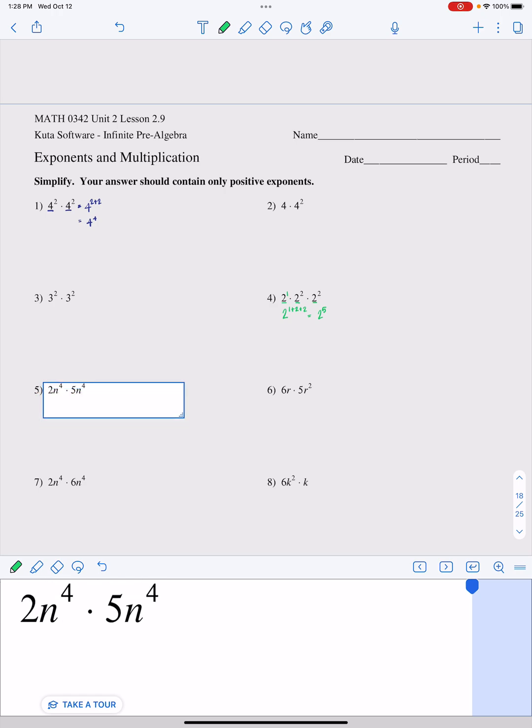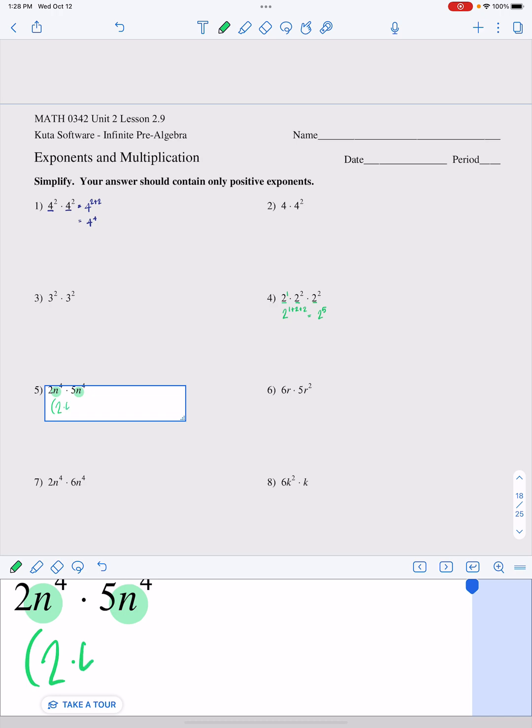Remember, we're only interested in matching bases, so we only care about the ends. It doesn't matter that we have a 2 and a 5. We're going to pull the 2 and the 5 in front like we did with the adding and subtracting. And then we have n to the 4th times n to the 4th.